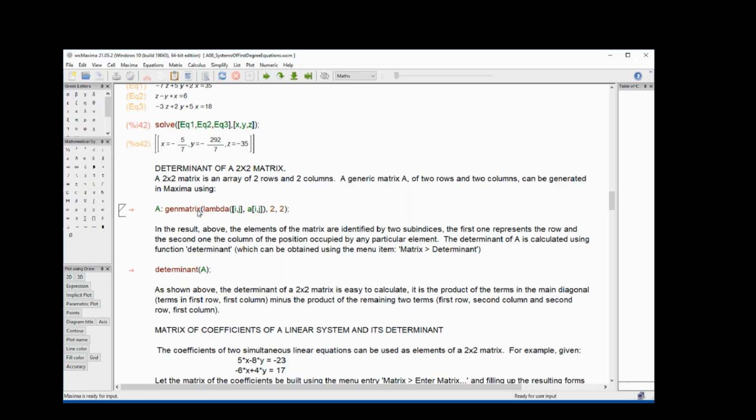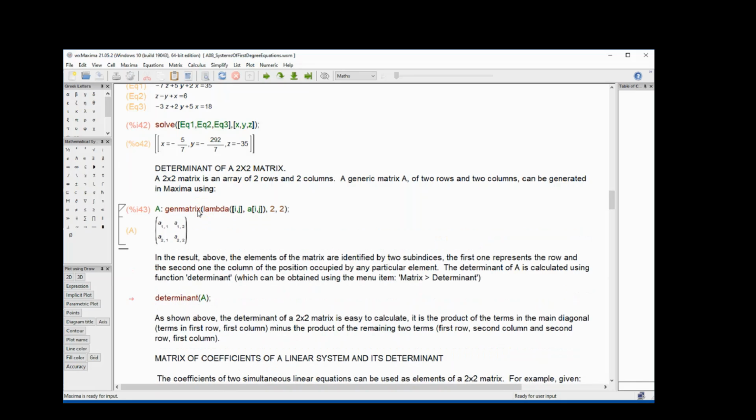I'm going to give you this command in Maxima just to show you that a 2x2 matrix can be referred with the letter A, and then the sub-indices refer to the row and column. That's first row, first column, first row, second column, second row, first column, second row, second column. This is a 2x2 matrix, and we're going to use this because we've been dealing with two equations only.